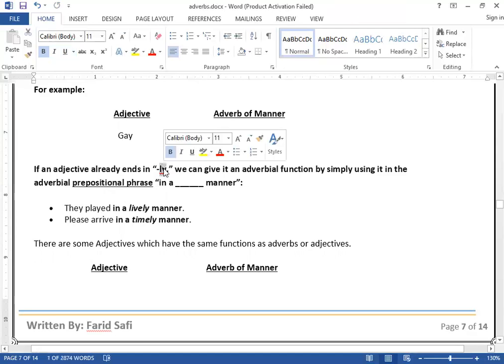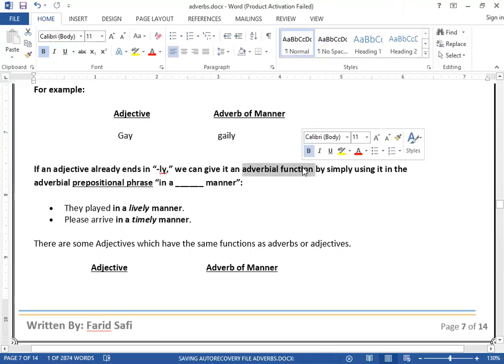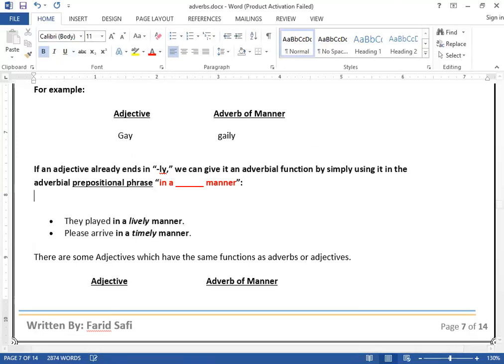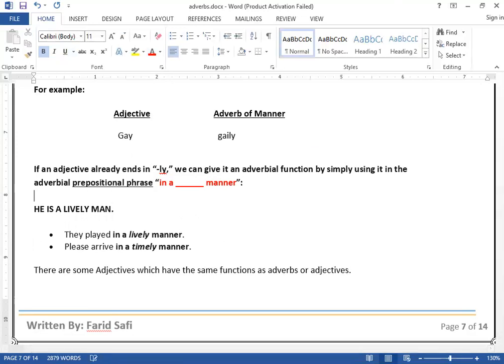If an adjective ends with Ly, we can give an adverbial function to that adjective by simply using an adverbial prepositional phrase in a manner. That formula, we apply it: take in a manner. How? Let me give an example, then you can get it easily. Lively. Look, here is an example. He is a lively man.